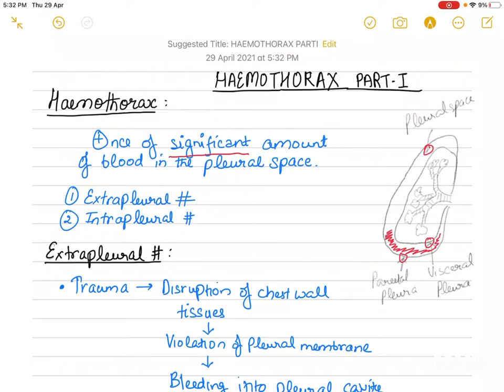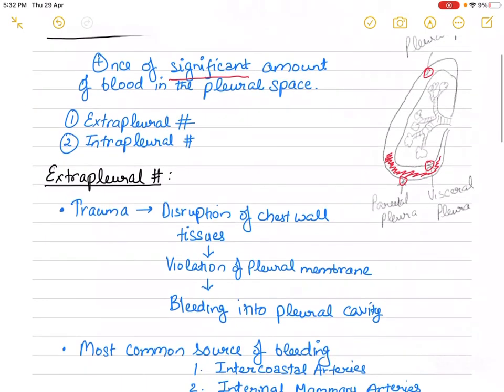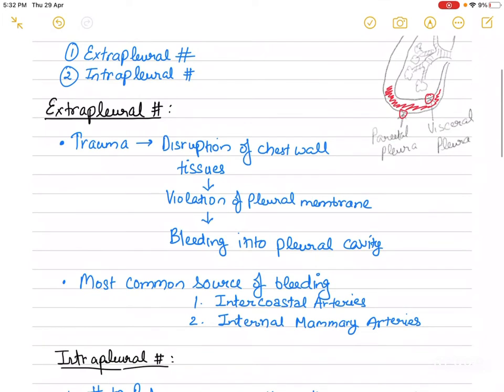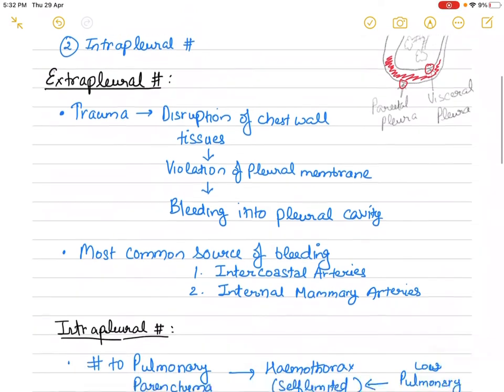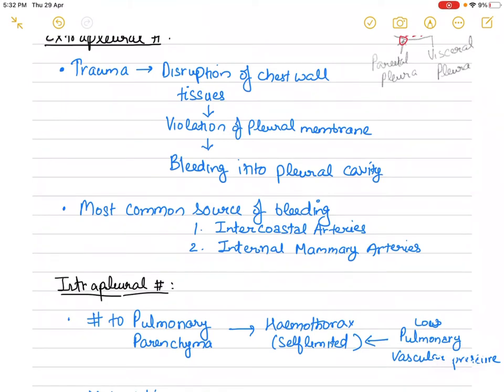So it can either be due to extrapleural injury, or it can be due to an intrapleural cause. So extrapleural cause is generally trauma, which leads to disruption of chest wall tissue and violation of the pleural membrane. So it leads to bleeding into the pleural cavity. Most common source of bleeding are the intercostal arteries and the internal mammary arteries.